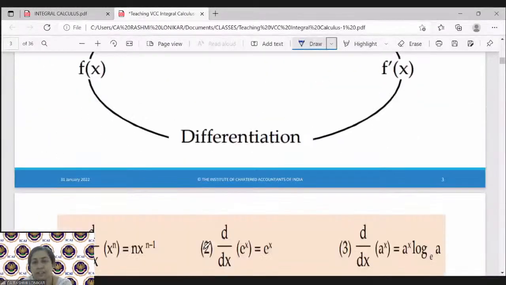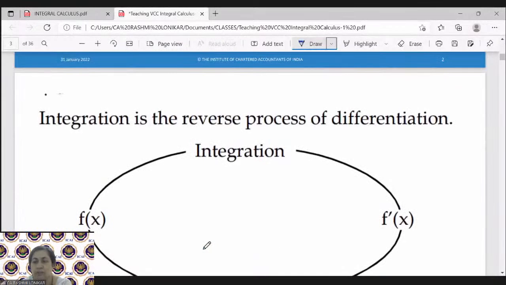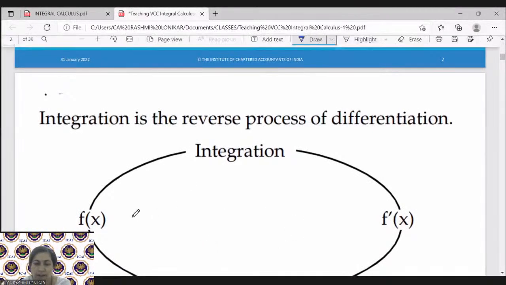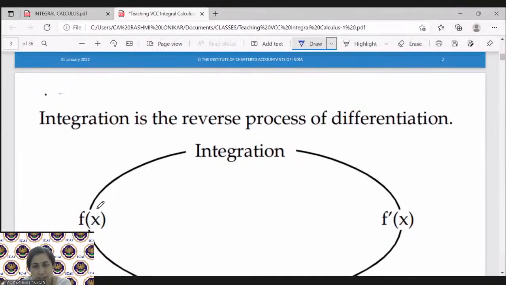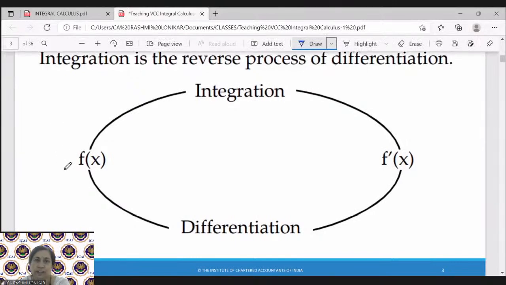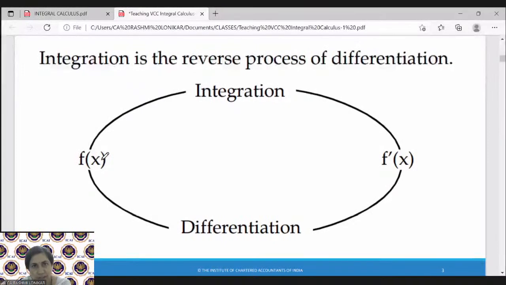Now we are saying that integration is the reverse process of differentiation. If I have f(x) as the function and I differentiate, I get f dash x. And if I integrate the f dash x, I should get f(x). Let me repeat. If I have a function f(x), and I find its differentiation, I will get f dash x. And if I integrate this f dash x, I should get my f(x).